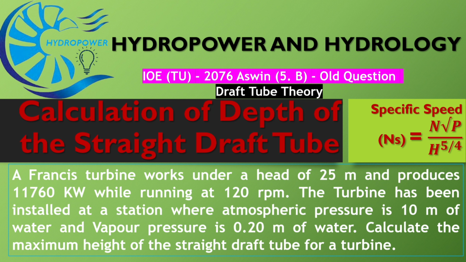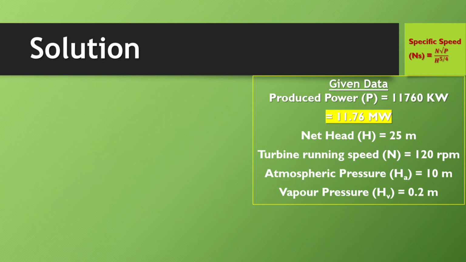Now let's move towards the solution. First of all, the given data is power is 11,760 kilowatt, which converts into 11.76 megawatt, and net head is given as 25 meter. Turbine running speed N equals 120 rpm, atmospheric pressure Ha equals 10 meter, and the vapor pressure Hv equals 0.2 meter. Now let's start the solution.